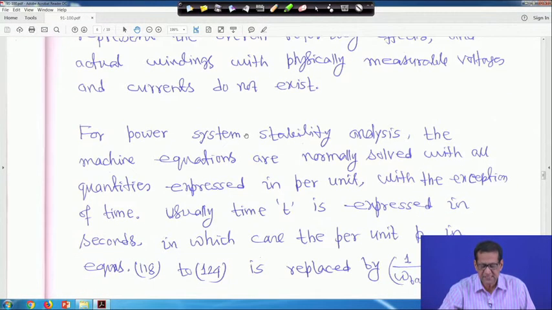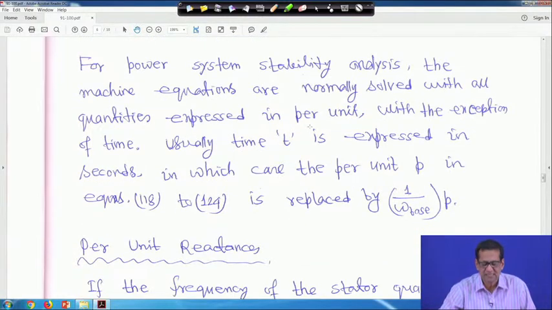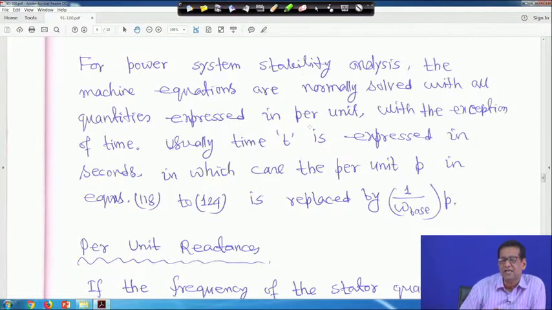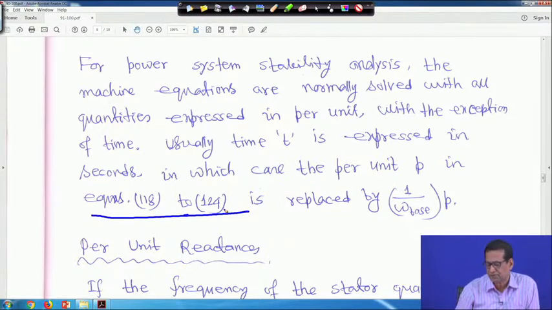Next, for power system stability analysis, the machine equations are normally solved with all quantities expressed in per unit with the exception of time. Whenever we do time domain simulation, we will see later, time will be in seconds, but all other quantities will be in per unit. That actually makes our analysis easier. And usually time t is expressed in seconds, in which case the p in the equations is replaced by 1 upon omega base into p. We have seen that p is basically the differential operator d/dt.